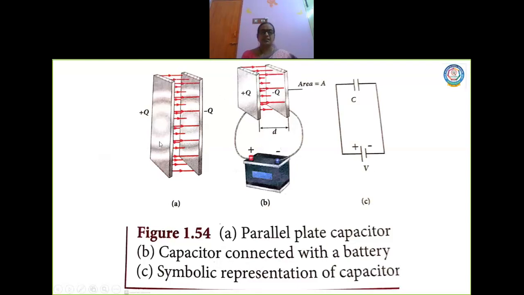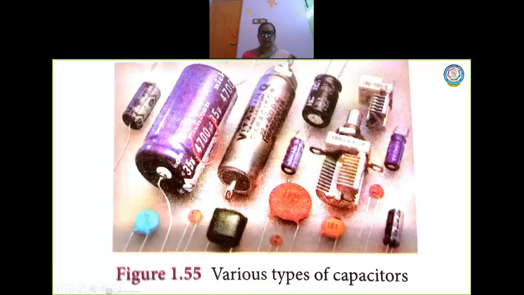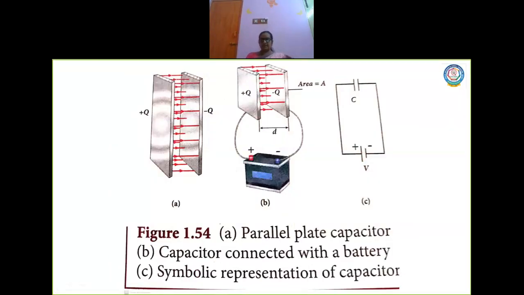Initially the charges are neutral here. But when I connect it to the battery, what happens? One plate is connected to the positive terminal of the battery, and the other plate is connected to the negative terminal. As soon as it is connected to a battery, what happens? Let V be the potential difference of the battery.